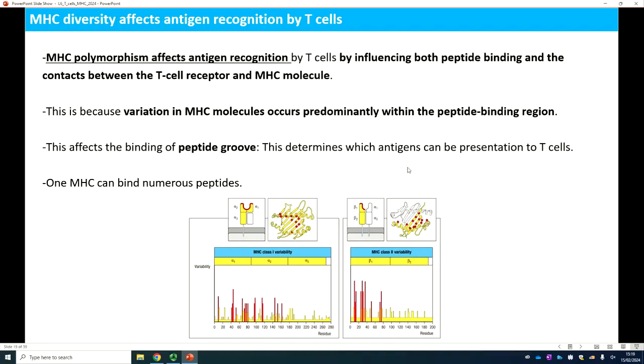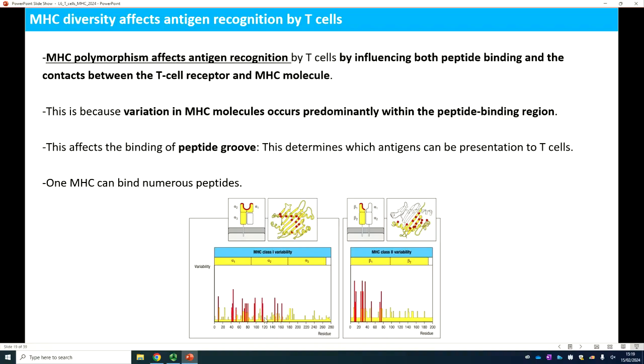Now, it's this MHC polymorphism that affects the antigen recognition. Essentially, what this is doing is influencing the peptide binding and the contacts between the T cell and the MHC molecule. It's this variation in the MHC molecules that really occurs within the peptide binding region. So we're looking at a top view of MHC class 1 and MHC class 2 here, and in red it's showing you the variability.